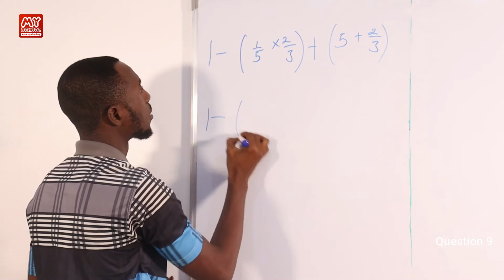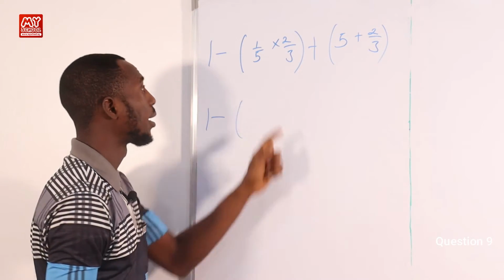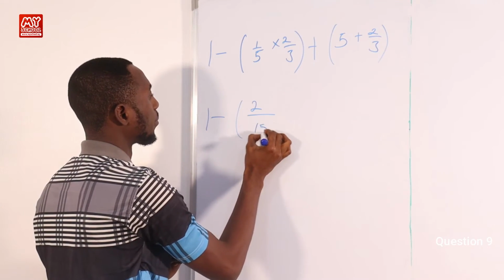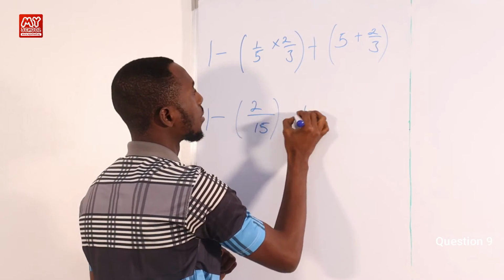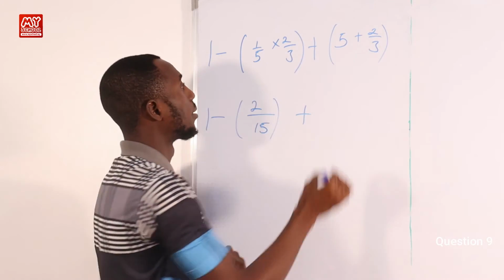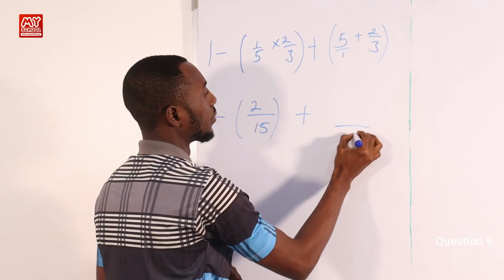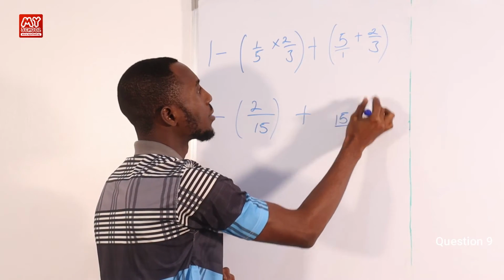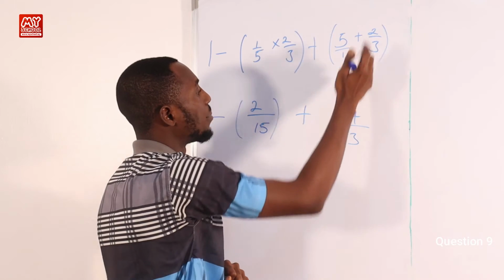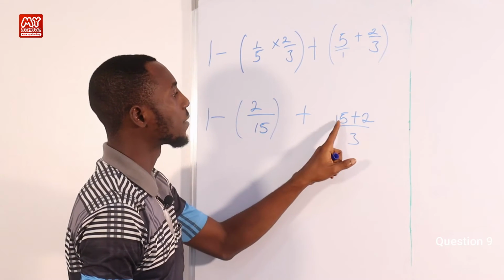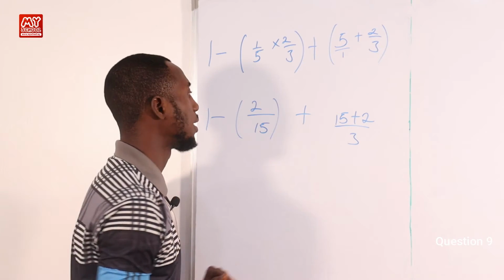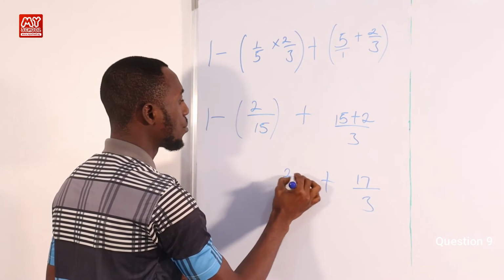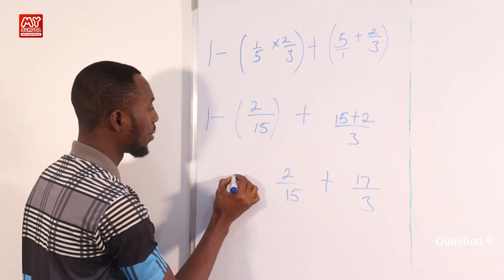We have 1 times 2, that is 2, over 5 times 3, that is 15. Then the next bracket: when we find the LCM, that is 3. 3 times 5 is 15, plus 3 into 3 is 1, 1 times 2 is 2. So 15 plus 2 gives us 17, so we have 17 over 3. There is a plus sign here, and we have 2 over 15, then the minus sign here, then 1.